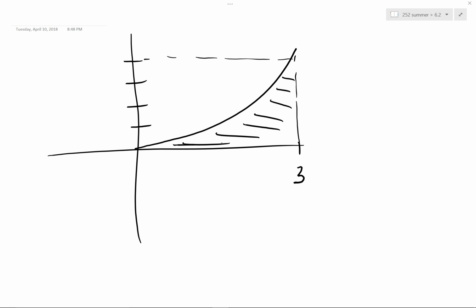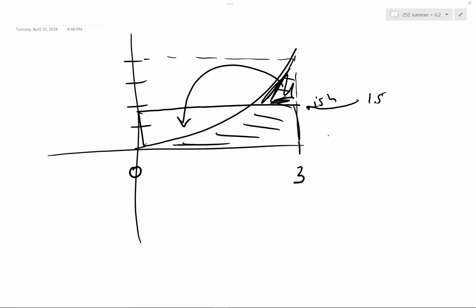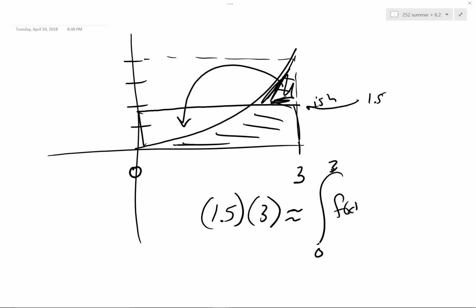Some of you might say, I don't know, but I feel like if you cut it about here-ish and took this triangle up here and slapped it into here somewhere, then I would have created a box. Does that make sense? And so if this is approximately 1.5, and I approximate this as my average height and then multiply it by the width, this is approximately the same as the integral from a to b, or from 0 to 3 in this case, of f of x dx.